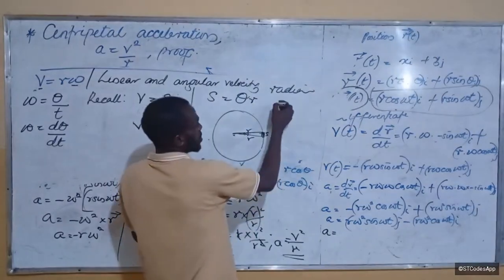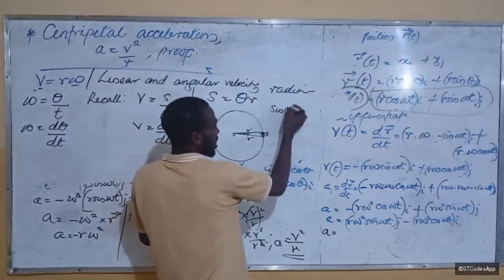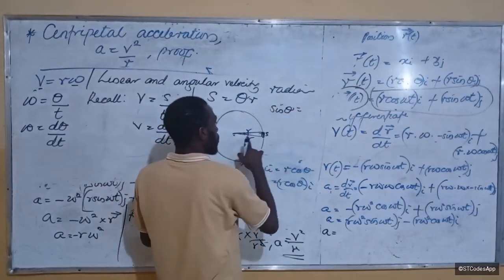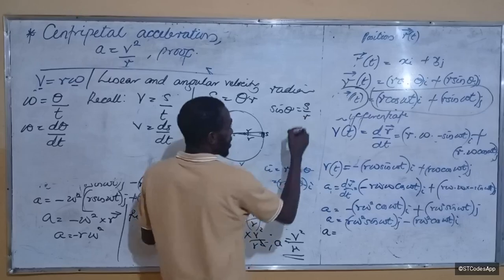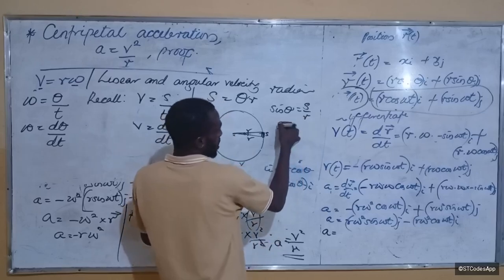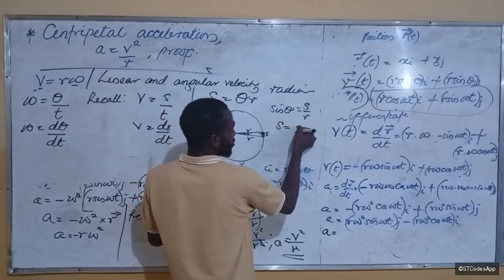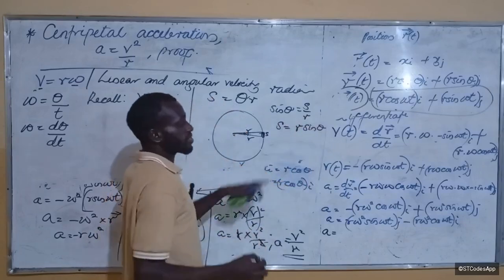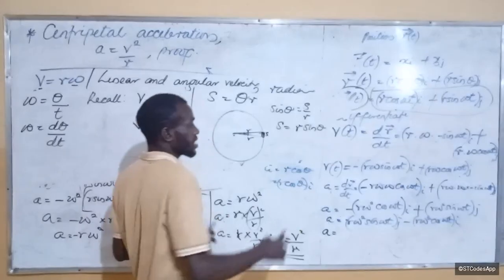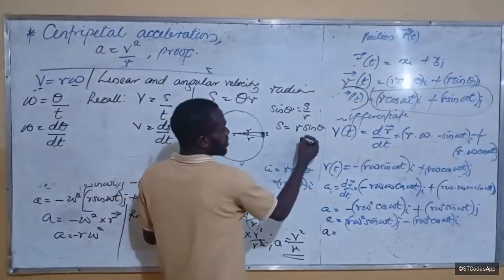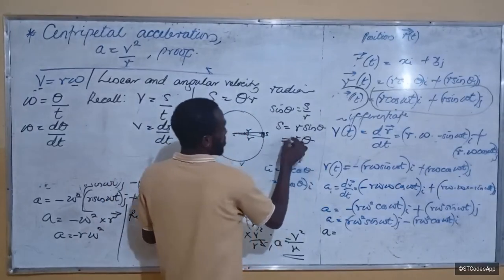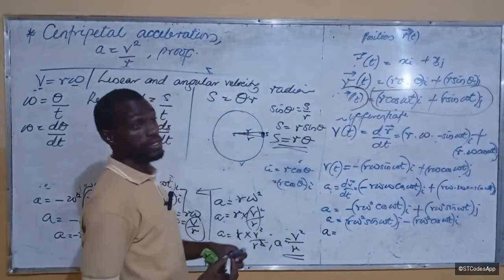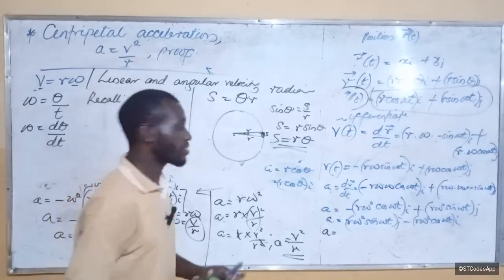I want to use SOHCAHTOA now. So sine theta is opposite, which is S, over hypotenuse R. Then S should be R sine theta. Now if the angle is measured in radians, a very small angle's sine will be the same as theta. So that's where this formula comes from. Is it clear?